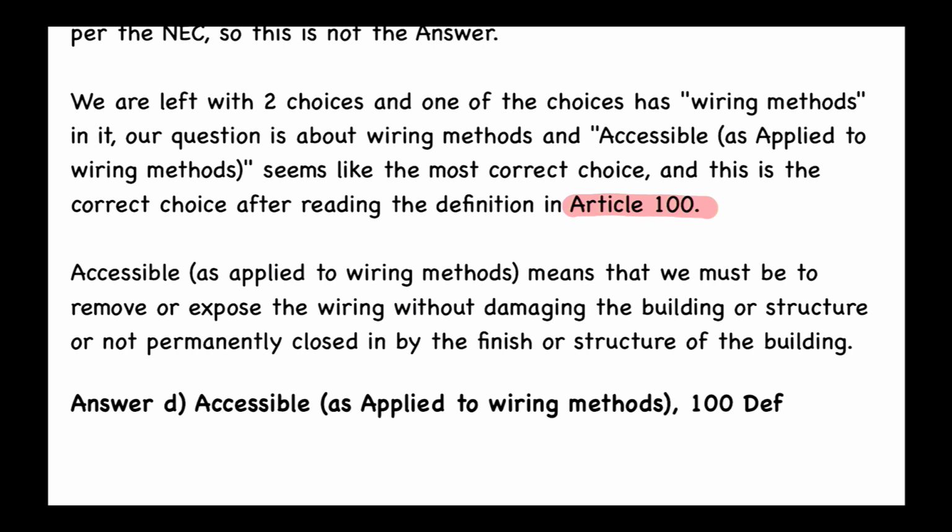So accessible as applied to wiring methods. It means that we must be able to remove or expose the wiring without damaging the building or structure, or not permanently closed in by the finish or structure of the building. And really what it means, we need to be able to get to it, right? Without having to break the wall or break the finish of the building or do any kind of crazy things. We have to be able to get to it.